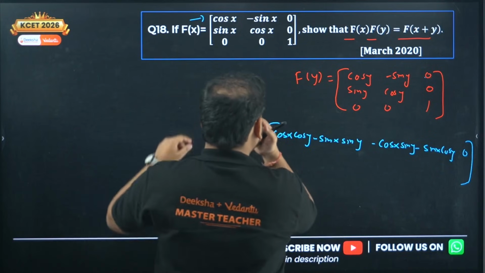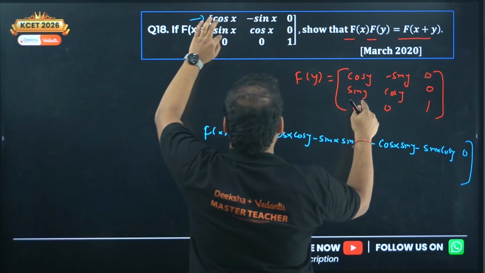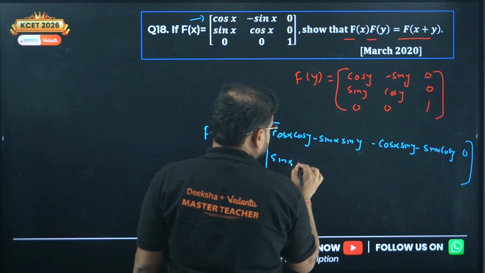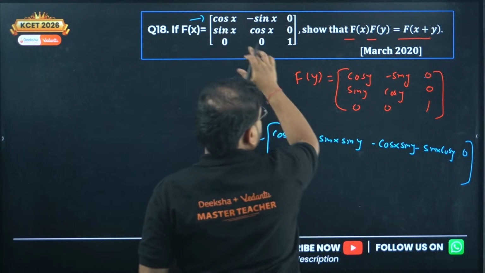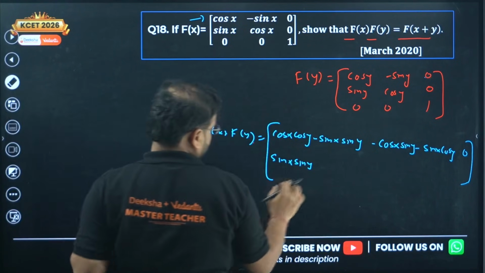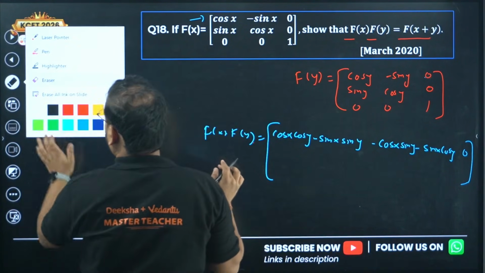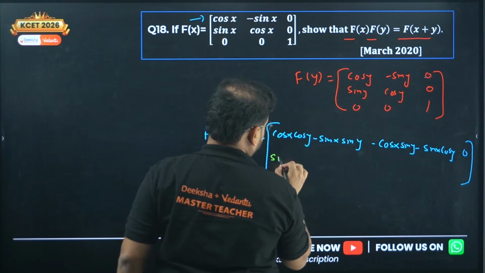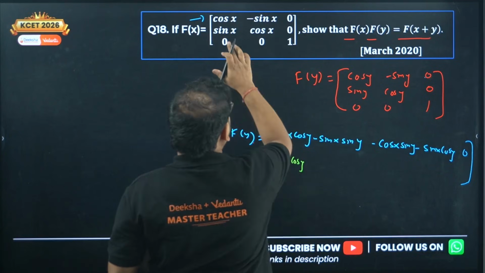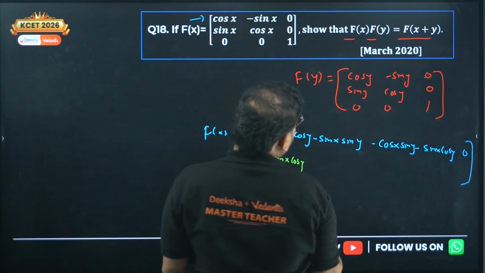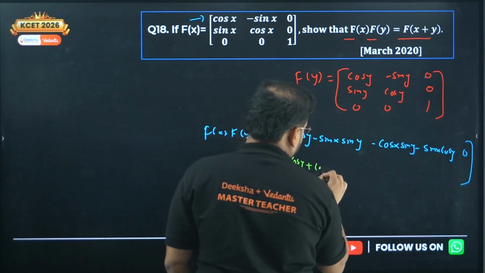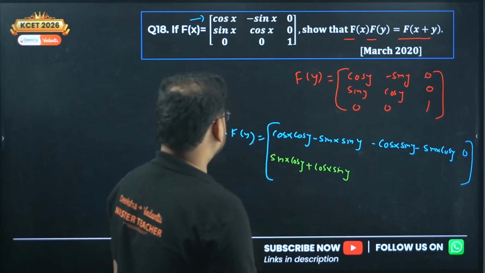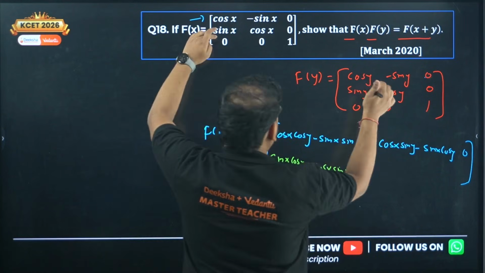Now what next? If you go with the second row now, sin x into cos y, cos x into sin y. My bad, calculation mistake. This can happen, that's why you have to be careful. Okay, sin x cos y, and we have next cos x and sin y. Okay, super. Next, second row, second column.